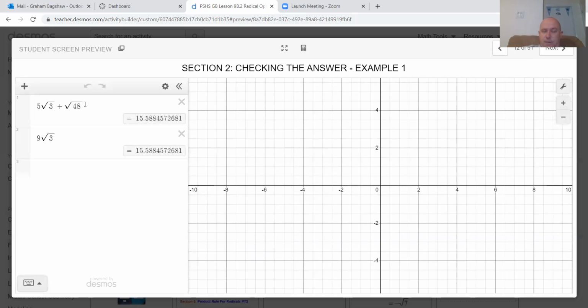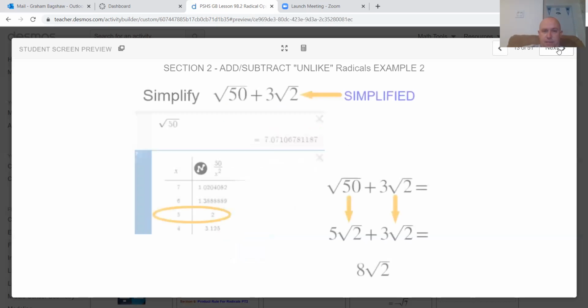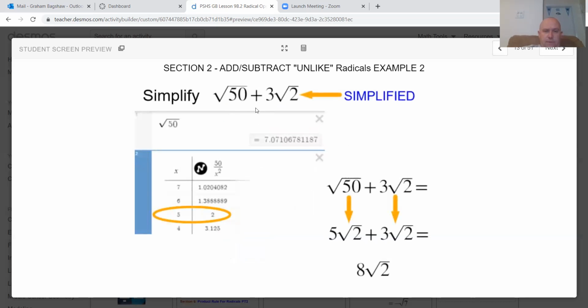And I actually did type in the whole question, and what I think the final answer is, just as that one extra check, just to make sure that they are the same answer. And for the second question, square root of 50 plus 3 square root of 2. So this one's already simplified.